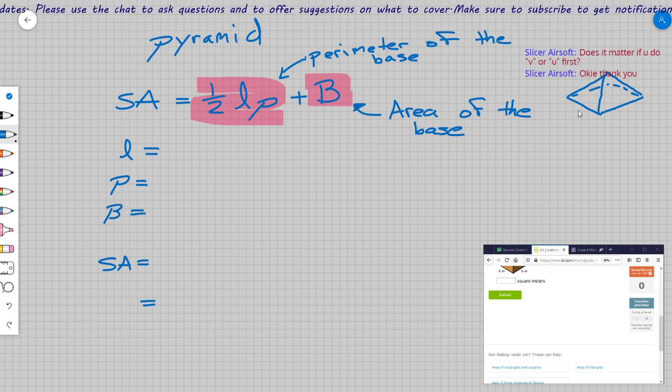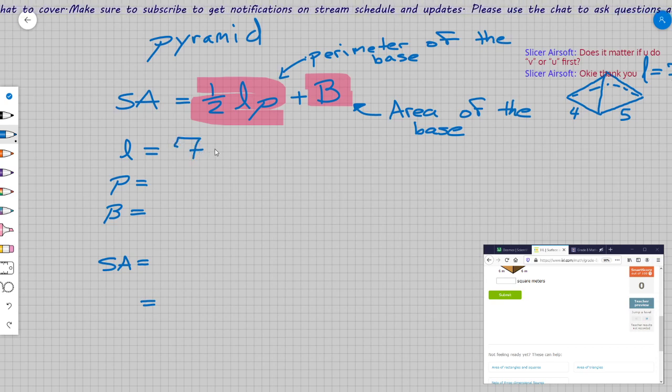I'm going to say that this base length is 4 by 5, and this will be our slant length. It should be right here, but I can't draw it nicely because I didn't draw it big enough. I'm going to say our slant length is 7. So I already gave you the slant length of 7. We'll make it feet.